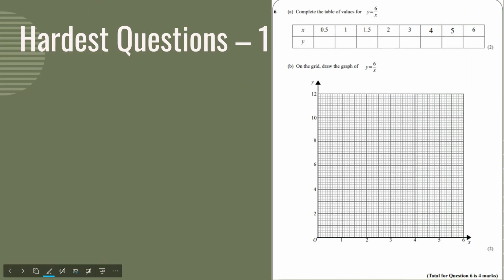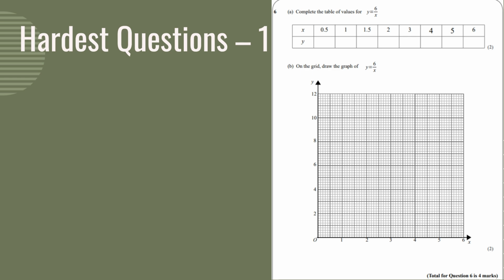Now it's time to have a go at some of the hardest exam questions you'll probably be asked on drawing cubic or reciprocal graphs. Have a go, pause the video, and then unpause when you've done. So, part A of the question, we're asked to complete a table of values for y equals 6 over x. Sadly, you can't use your table of values button on your calculator, you're just going to have to sub them in and then work it out that way. But you can use your calculator to sub them in, so don't worry.